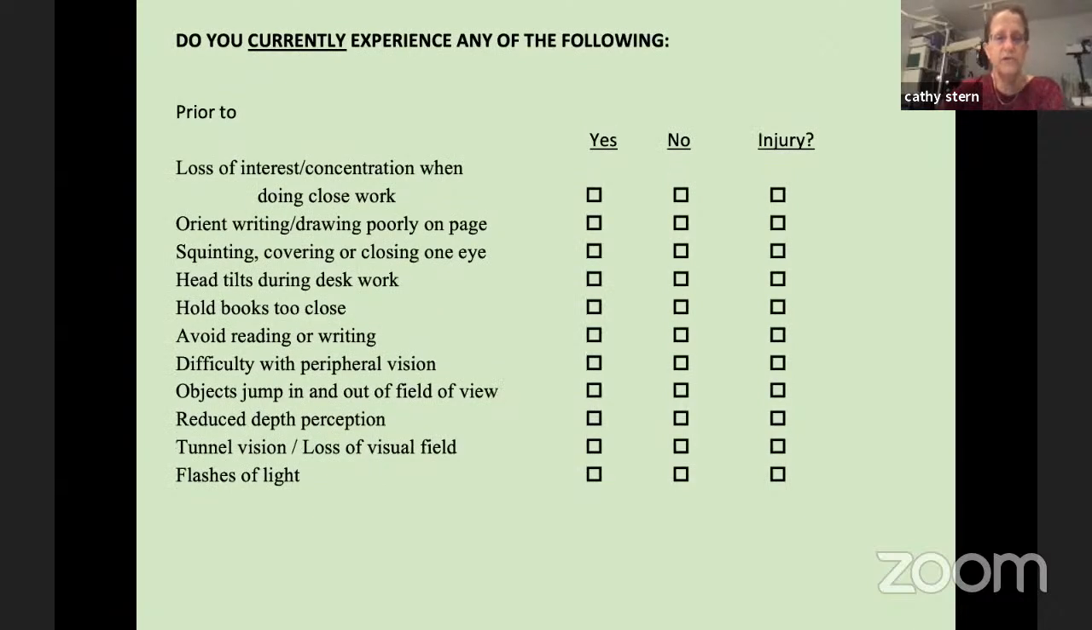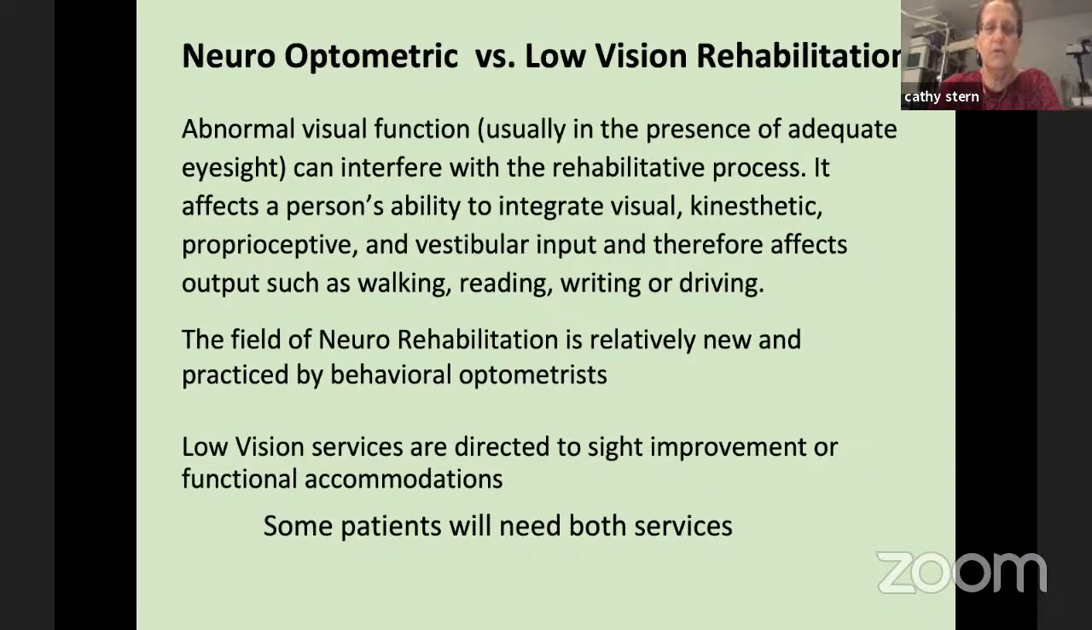And here are some others that we ask. And again, you're free to use any of this that you would like. So what's the difference from a low vision rehabilitation exam, or when we say vision rehabilitation, what's the difference between looking at it more neuro-optometrically versus low vision?